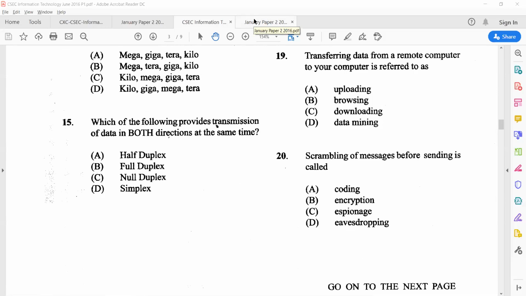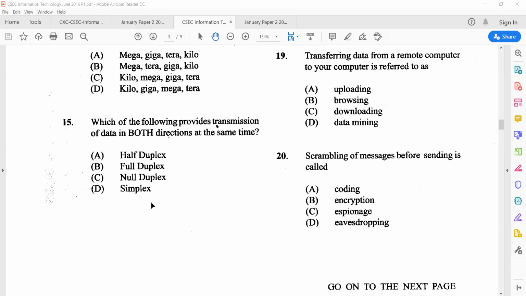Which of the following provides transmission of data in both directions at the same time? B, sir, full duplex. Yes, B. So what they did, they highlighted both directions. For me, what is more important is at the same time, because, first of all, simplex is one direction at a time. We always draw the analogy of the one-way road, where traffic flows in one direction at a time.